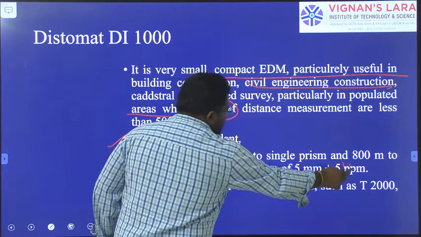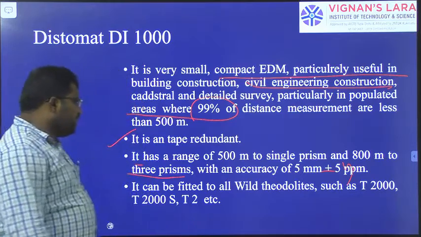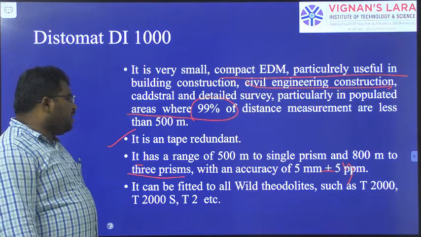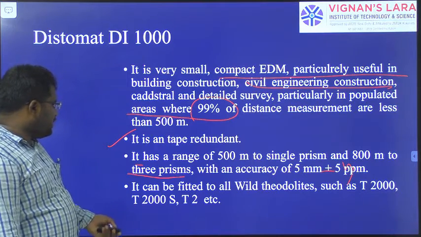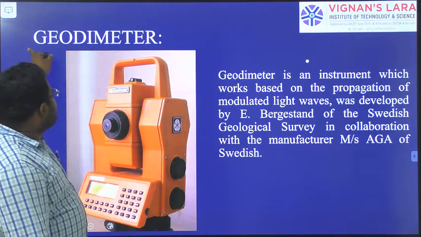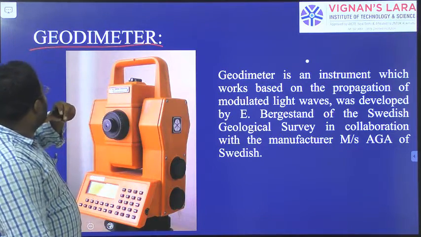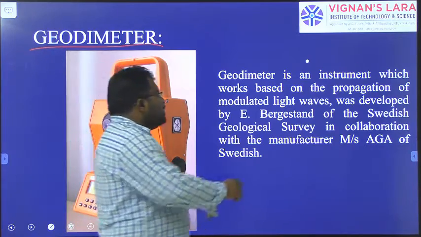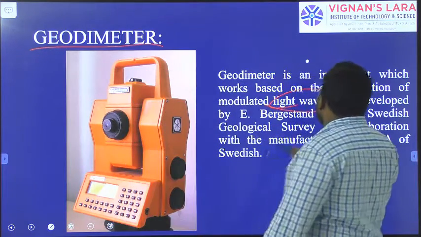Okay, 5 mm, right? Plus or minus 5 ppm. That again is a very small value. It can be fitted to all Wild theodolites such as T2000S, T2000, like that, right? Next, very important is the geodimeter. The geodimeter works based on the propagation of light waves, right?